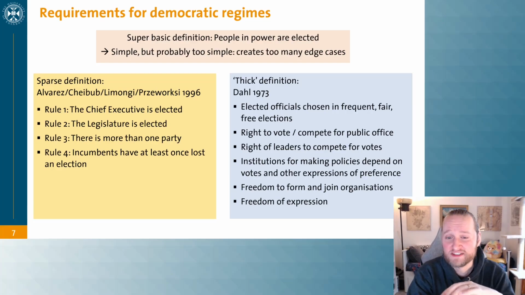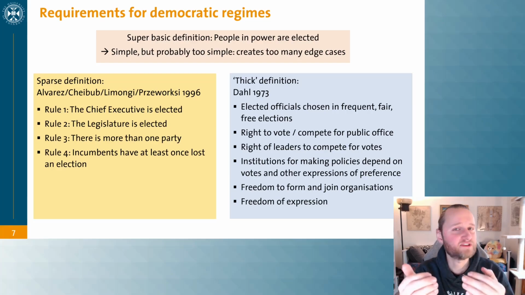And then rule number 4 is an interesting one because it relates to something I've said on the previous slides: have incumbents at least once lost an election before, which is a bit of a funny rule, right? Because you could think of a number of countries that would fit all these 3 rules. Like you could think of a country where everyone that's in power is elected, there is more than one party, but for some reason that one party has been in power for 50 years, and they've always won the elections with 88% of the vote. Would we quite call this a functioning democracy, or maybe we wouldn't? Now, I'm going to leave that judgment up to you.